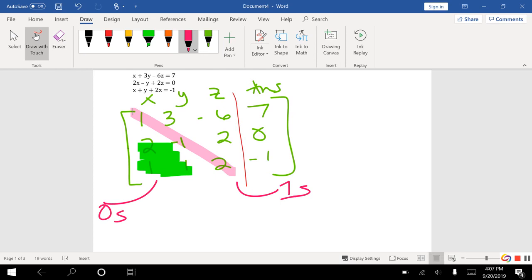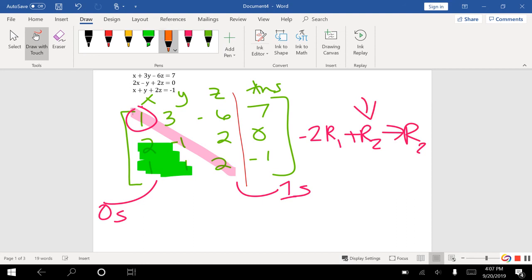So just like with identities, I find it easiest to start by trying to get zeros first. So when I look at this, I can see that I already have a 1 here. That's a good start. So I'm going to take that row and do negative 2 times row 1 plus row 2 to replace row 2.